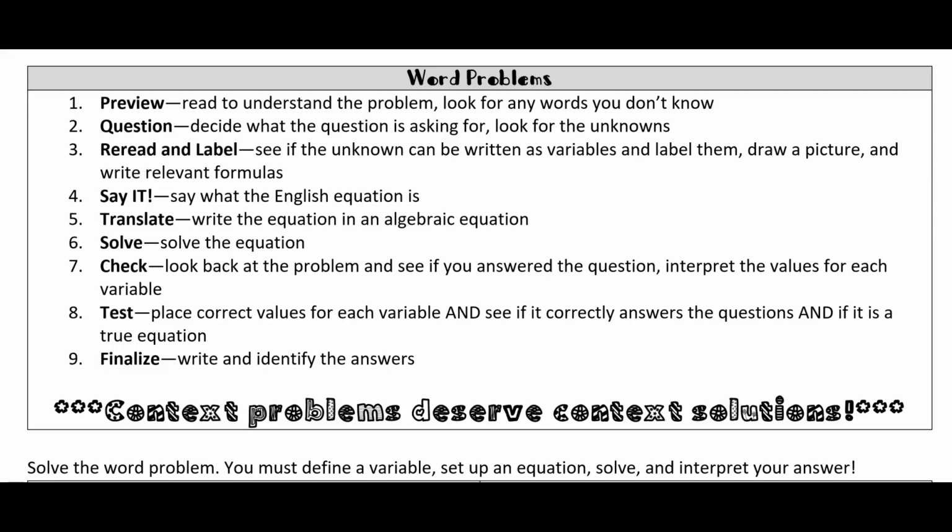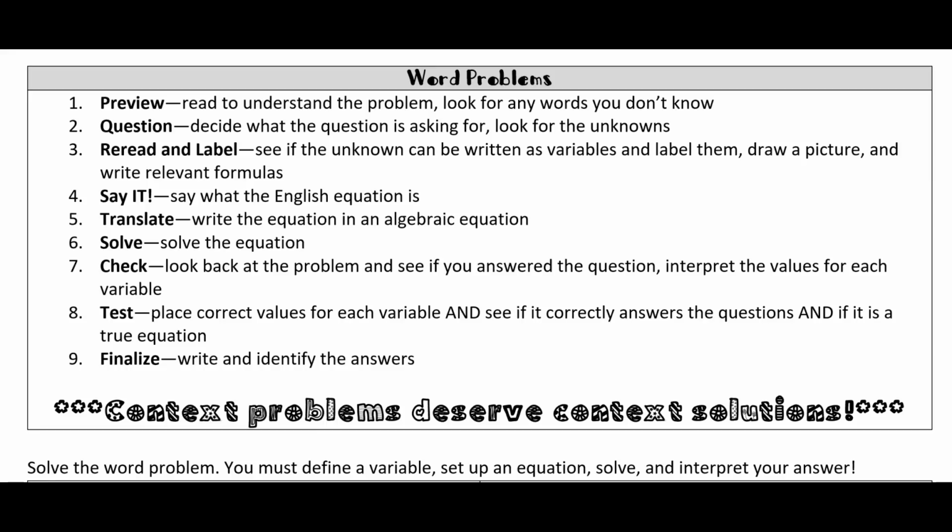The next thing is to question. Decide what the question is asking for. Look for the unknowns. Typically, they ask the question at the end of the word problem. Then reread the problem. You should always be reading a word problem at least 3 times. Pre-read it, read it and start labeling things, and then you're going to read it again to make sure you answer the question. So, see if you can write the unknown as a variable.